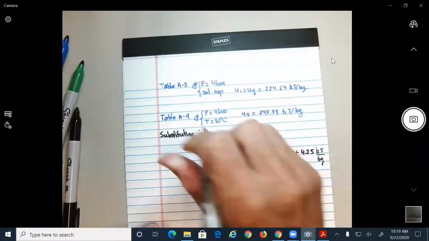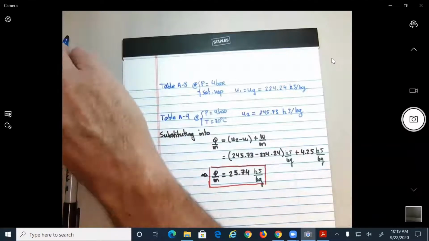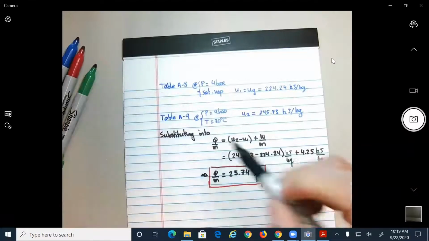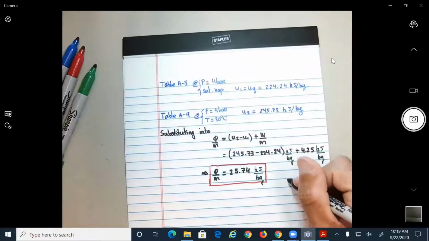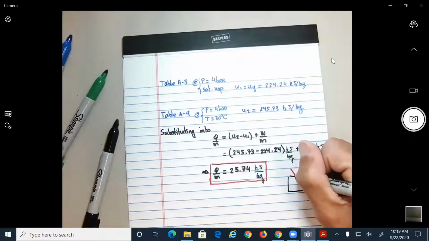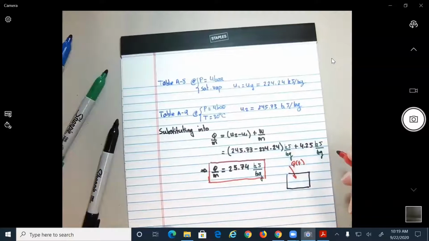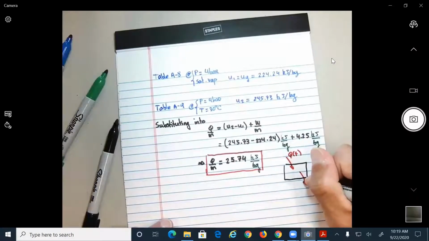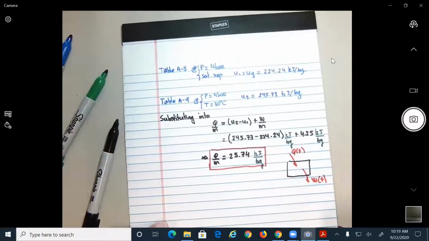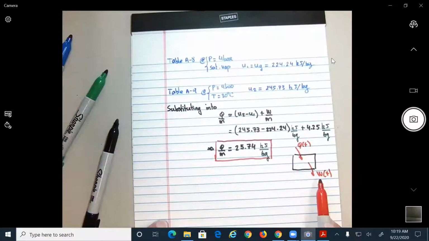So again, what does that mean for the system? For the sign convention we're using, this is the amount of heat that you need to add to the system. You need to heat up the system. If you heat it with this amount of energy, you're going to create 4.25 kilojoules of energy. All right?